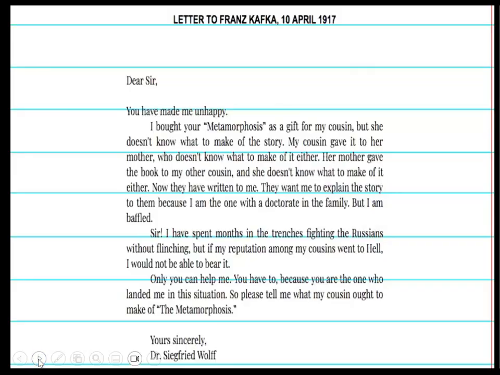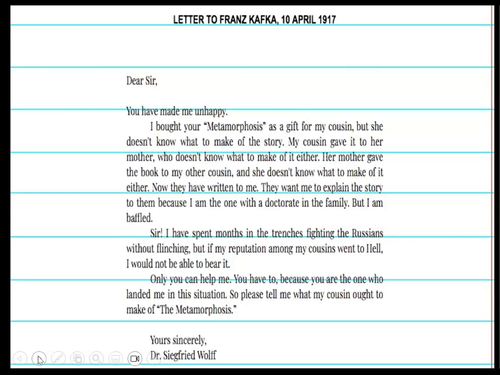So here's the letter that my students used to construct their introductory paragraphs. And as you can see here, I like to use very small text just for these bell ringer exercises and these practice exercises. So it's a letter written by Siegfried Wolf to Franz Kafka. I'll read it and then I'll show you some discussion questions that I gave my students to unpack the text prior to their writing of the introductory paragraph.